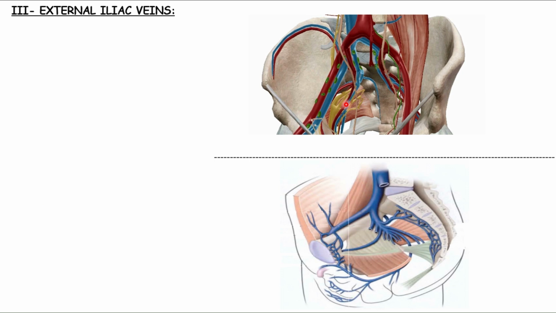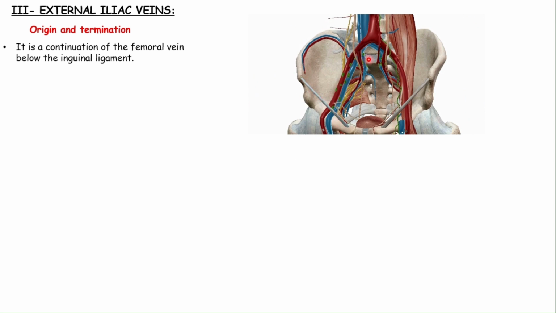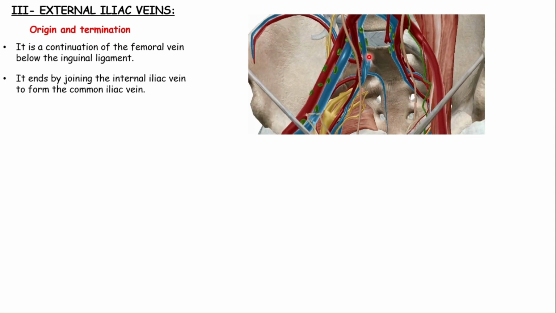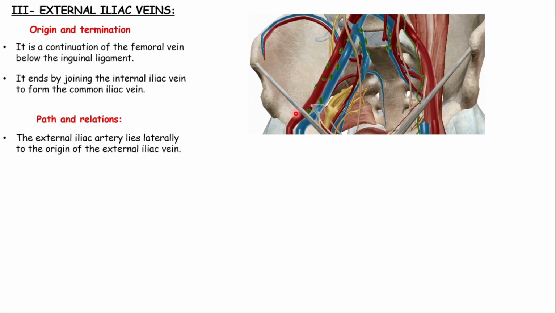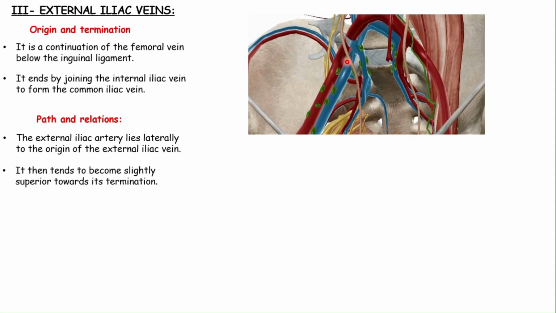Let's talk now about the external iliac veins. It is a continuation of the femoral vein below the inguinal ligament. It ends by joining the internal iliac vein to form the common iliac vein. The external iliac artery lies laterally to the origin of the external iliac vein. It then tends to become slightly superior towards its termination.